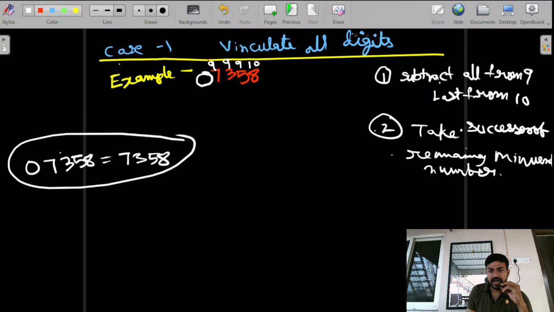So now you can apply both rules. Apply all from 9, last from 10. See what you get. 10 minus 8 is bar 2. So you are vinculating, which means you will get the vinculated form. If you find a bar on any digits, that is the vinculated form. So 9 minus 4, remember, bar 4. 9 minus 3, bar 6. 9 minus 7, bar 2.